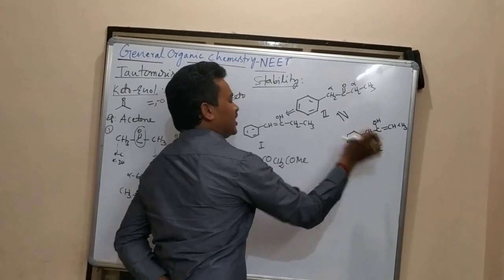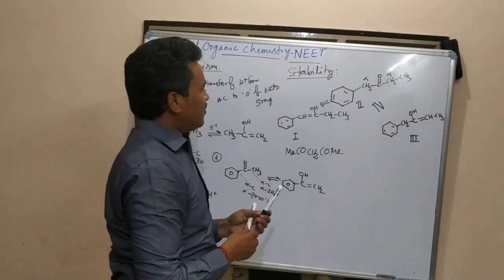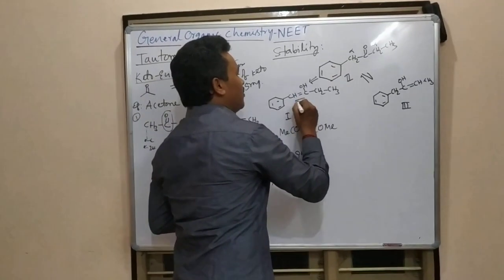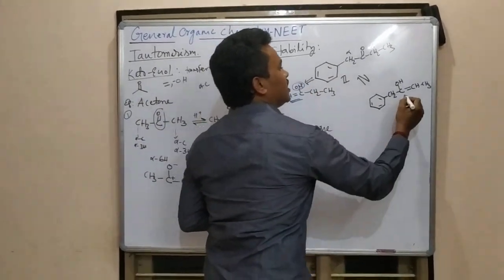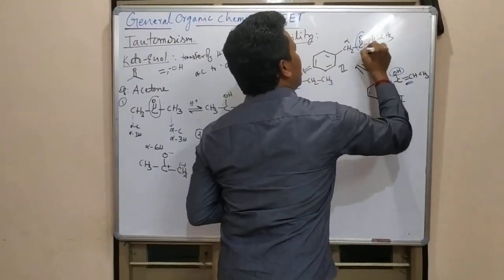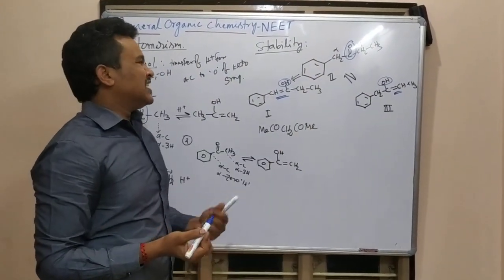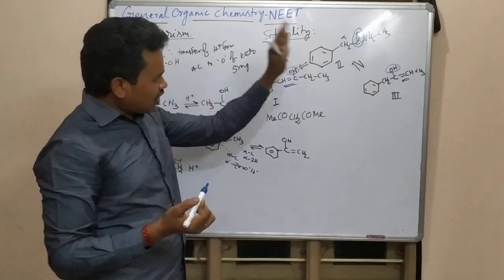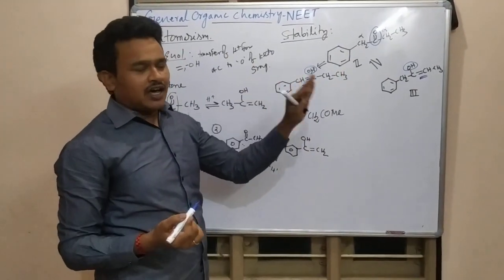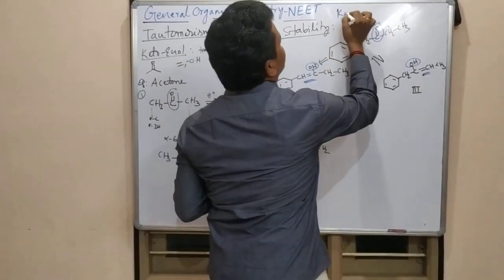1, 2, 3. Three forms are there. What is this form? This is an enol form. This is also an enol form. This is only the keto form. So out of these, which can be the stable one? Generally, without these concepts, generally the keto form is more stable.